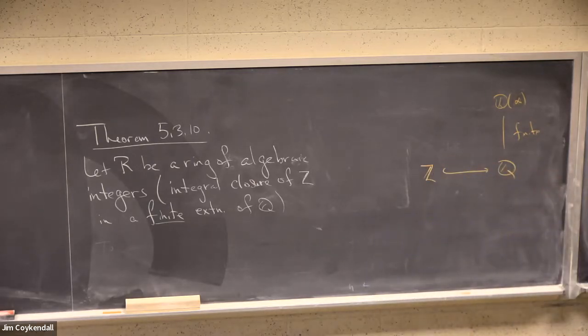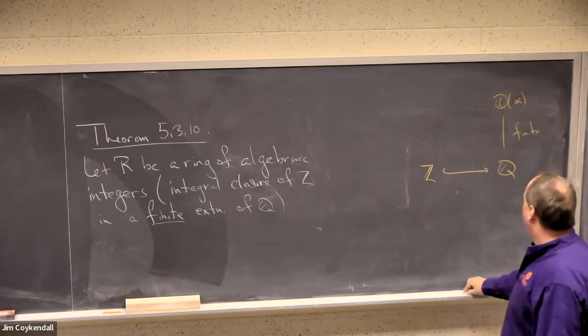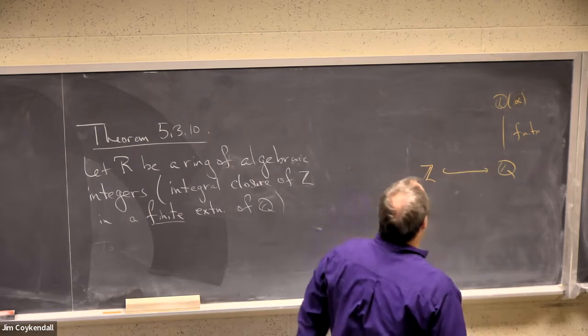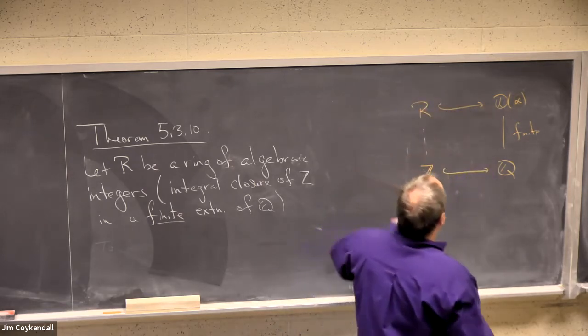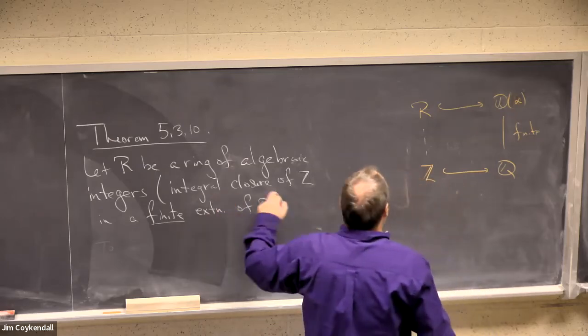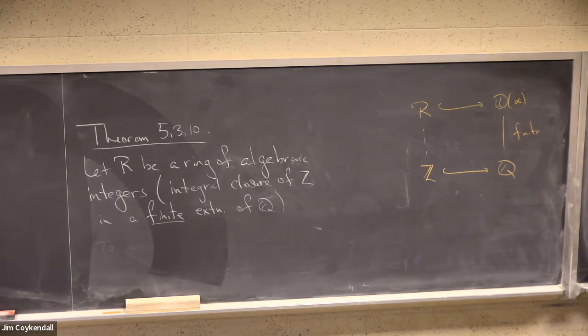Now, I do write this Q(alpha), and you might think that I'm specializing, but there's actually a theorem that says there's a primitive element, so you can write any finite extension in that form. R is the integral closure of Z in this field extension. So basically R is every element of that bigger field, Q adjoined with alpha, that is a root of a monic polynomial with coefficients in the integers.